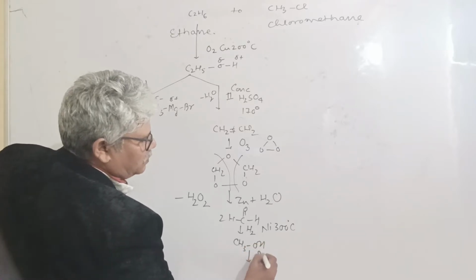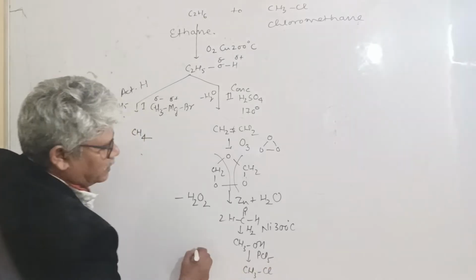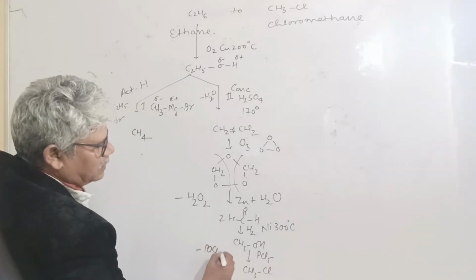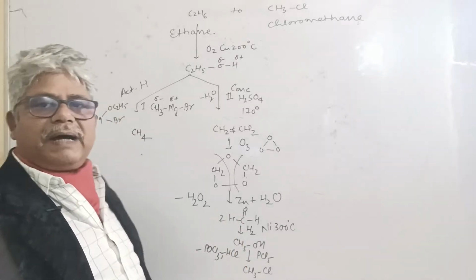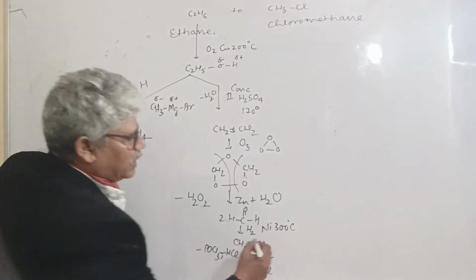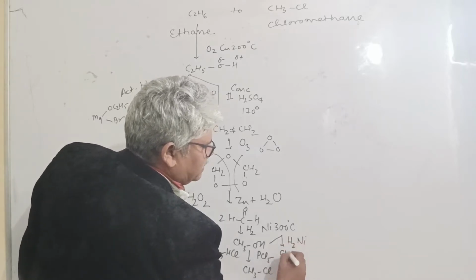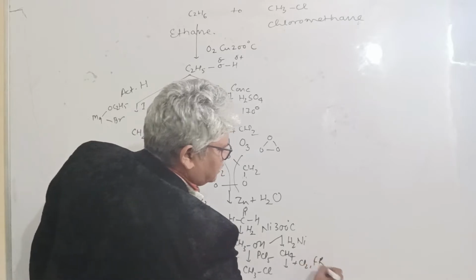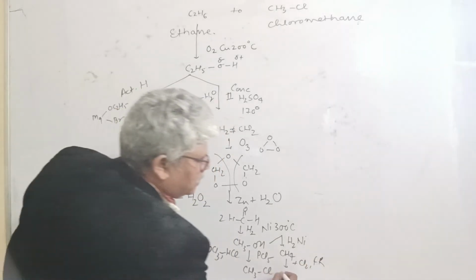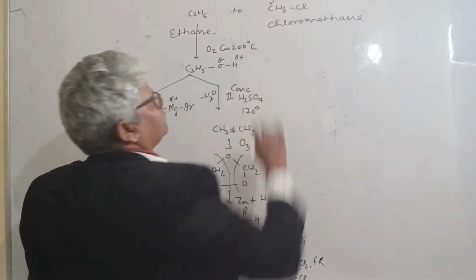Methanol can be made to react with PCl5 giving methyl chloride, with phosphorus oxychloride and hydrogen chloride as the byproduct. Or you can reduce alcohol to give methane, and methane can undergo free radical substitution reaction with chlorine to give methyl chloride, and this is what we want.